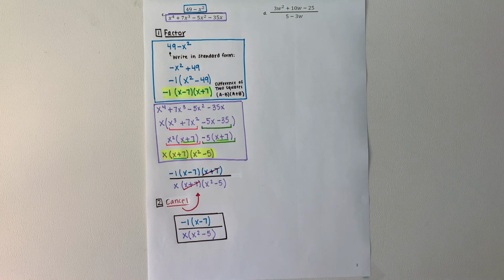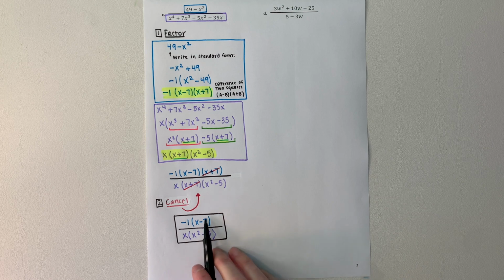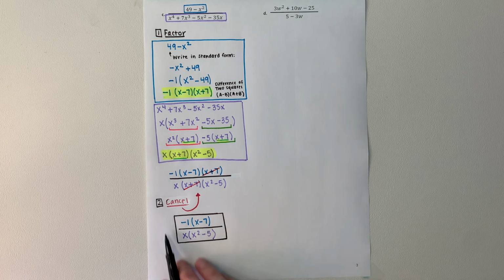Now there are several different correct ways you could write your final answer here. If you'd like to distribute the negative 1 in the numerator and the x in the denominator, you can and you would be correct, but you're not required to do that. So to avoid any extra work, I would recommend that you leave your answer in factored form like this and you don't distribute.